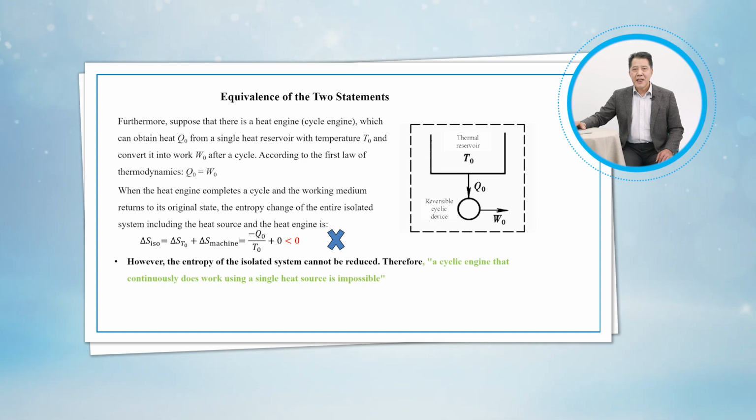However, the entropy of the isolated system cannot be reduced. Therefore, a cyclic engine that continuously does work using a single heat source is impossible. This is the Kelvin-Planck statement of the second law of thermodynamics.